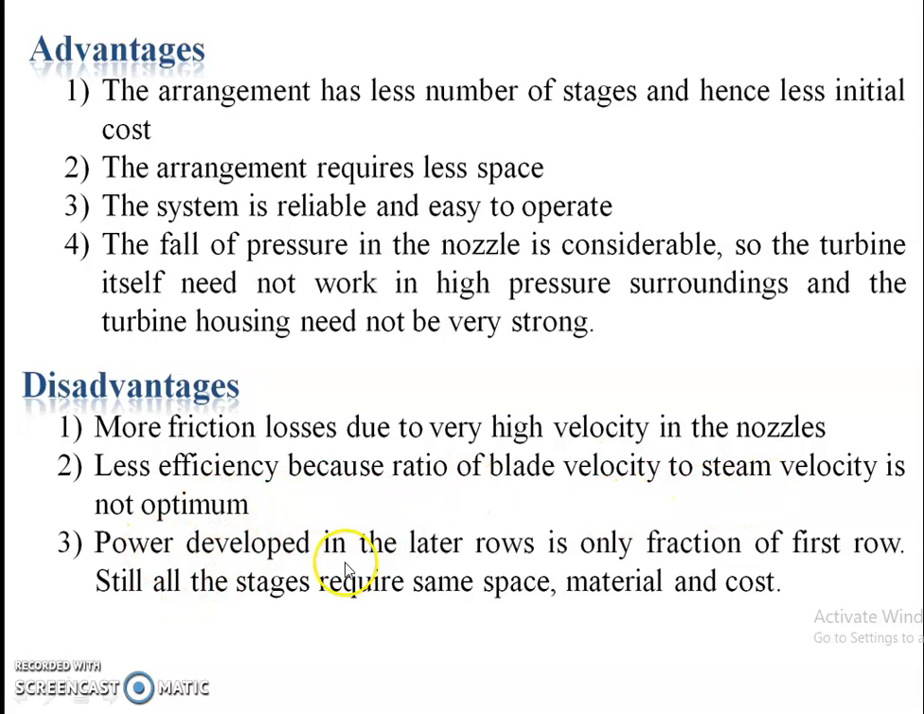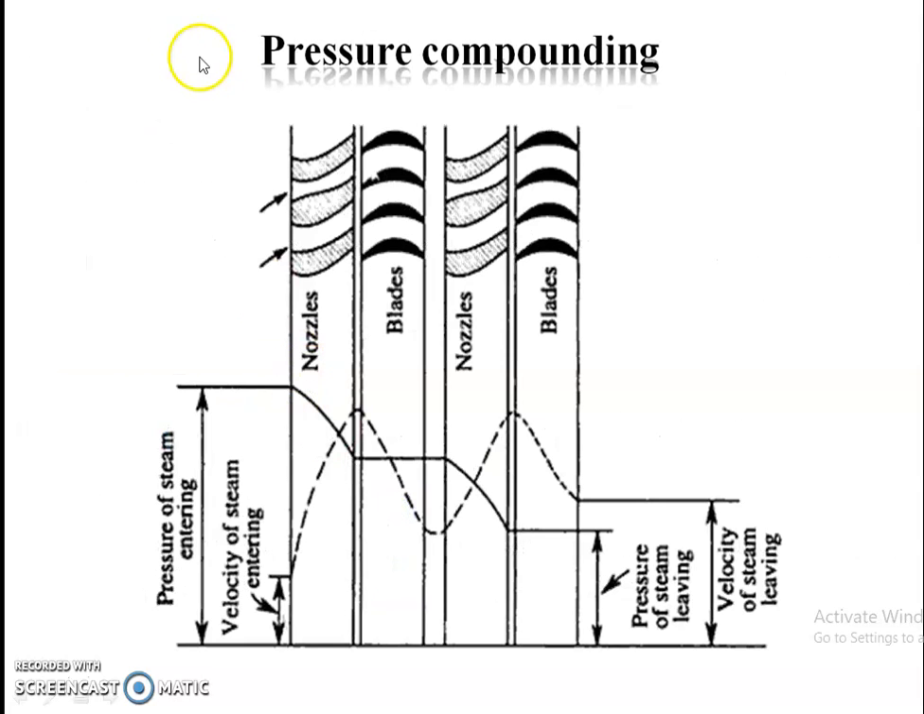The power developed in the latter rows is only a fraction of the first row. Still, the stages require the same space, material and cost. Next slide, we will discuss the pressure compounding turbine.